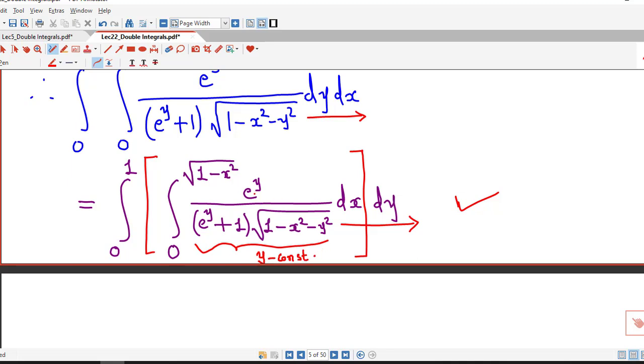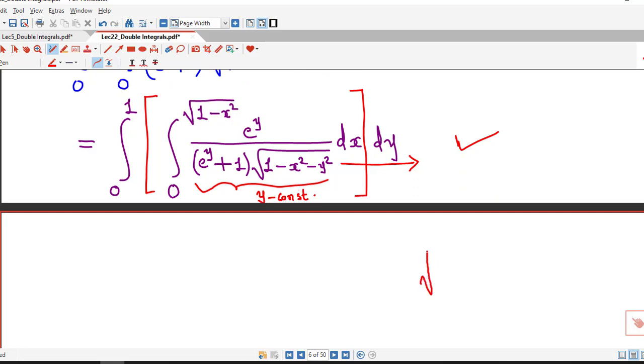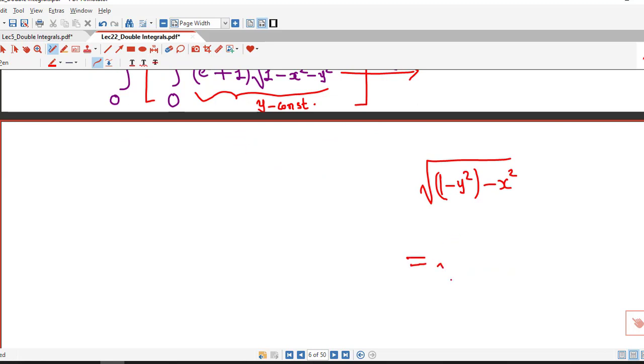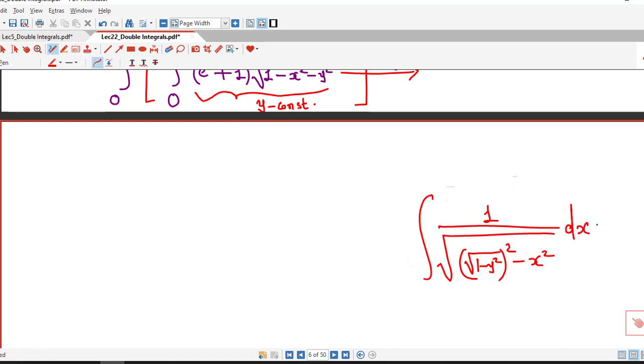So here, because y is constant, e raised to y and e raised to y plus 1 are constants. In this 1 minus x square minus y square, we can rewrite it as 1 minus y square minus x square, and that we can again rewrite as square root of 1 minus y square whole square minus x square. So we will have this type of term in the inner integral. We have to integrate this with respect to x.